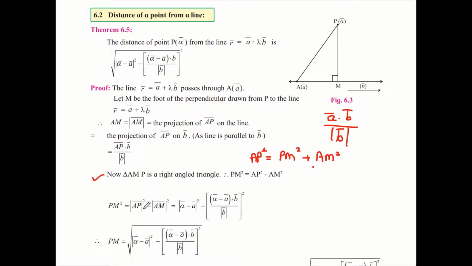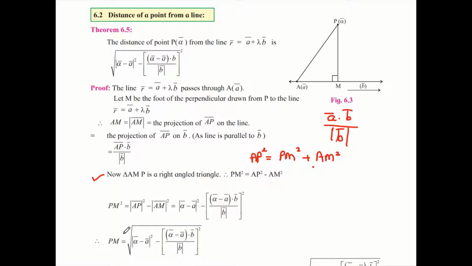Now what is AP bar? AP bar is the position vector of P minus the position vector of A, that is alpha - a. So AP² becomes |alpha - a|². Minus, what about AM²? AM² is this particular projection formula which you have written over here, that is AP · b upon |b|. AP is written as alpha - a. Thus we get ((alpha - a) · b / |b|)².